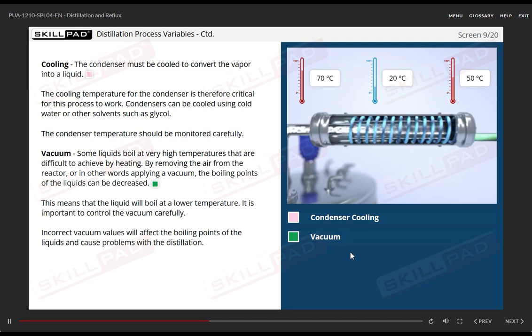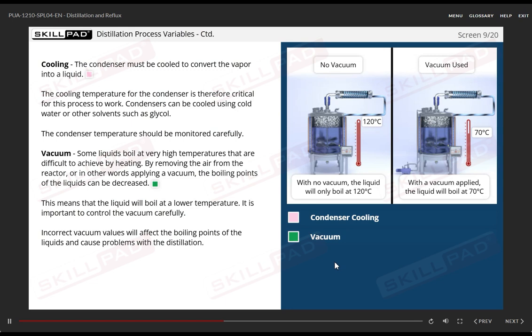Vacuum. Some liquids boil at very high temperatures that are difficult to achieve by heating. By removing the air from the reactor, or in other words, applying a vacuum, the boiling points of the liquids can be decreased. This means that the liquid will boil at a lower temperature. It is important to control the vacuum carefully. Incorrect vacuum values will affect the boiling points of the liquids and cause problems with the distillation.